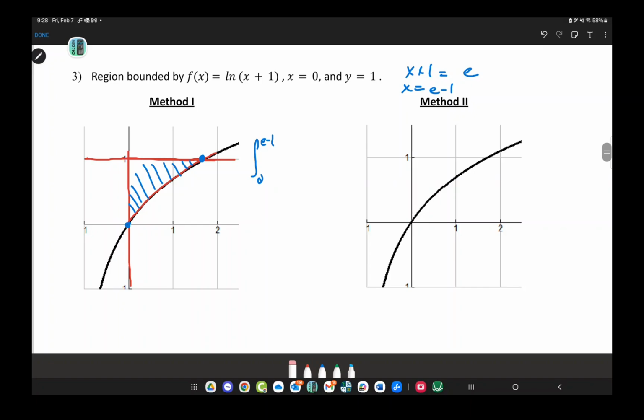Now, which function is greater? What's the top function? y equals 1. That's my top function. My lower function is what? Natural log of x plus 1. x equals 0 just gives me my first value. So I'm going to do my top function, 1, minus my bottom function, natural log of x plus 1, dx. And this is really it. It's how you find the area between two curves.